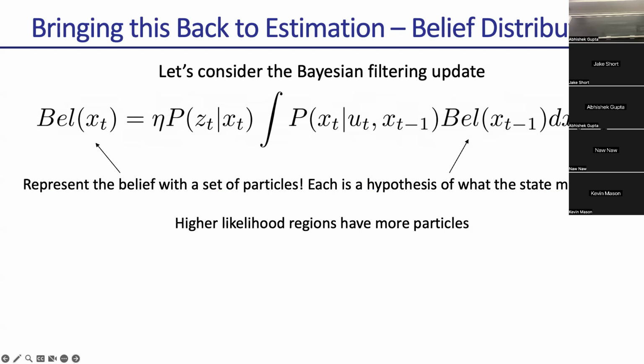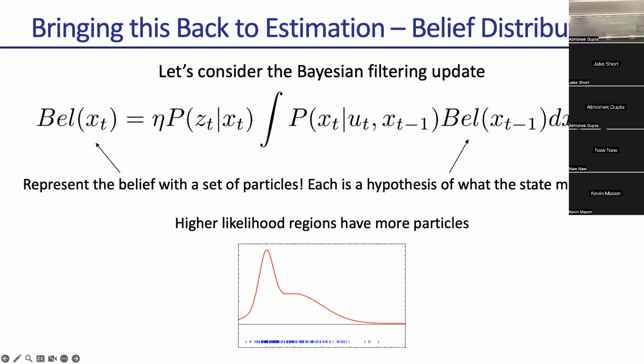As a set of samples. You're going to call those particles. It says that if some areas have high likelihood, you're going to have more samples there. Some areas have low likelihood, you're going to have fewer samples there, right? And so the point is that I can now completely replace a belief by a set of samples, which you're going to call particles. Yes?